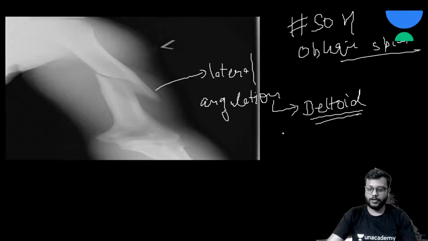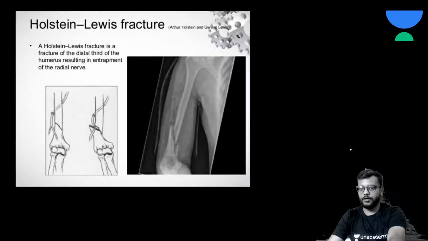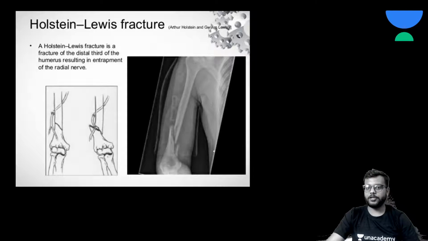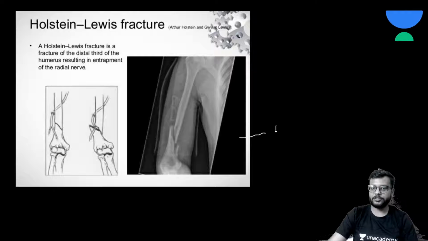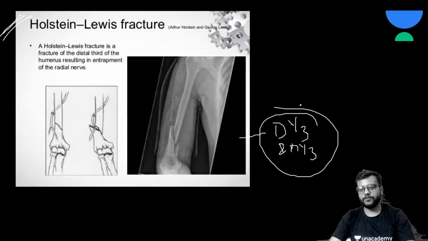Okay, it is because of the pull of deltoid muscle. Okay, and most common nerve injured here is the radial nerve. Okay, and that too most commonly radial nerve is injured at the junction of distal 1/3 and middle 1/3, and it is known as Holstein-Lewis fracture.